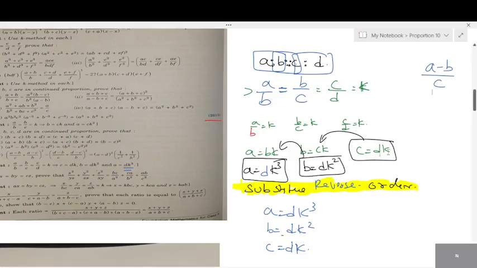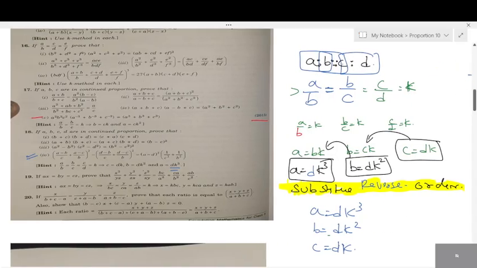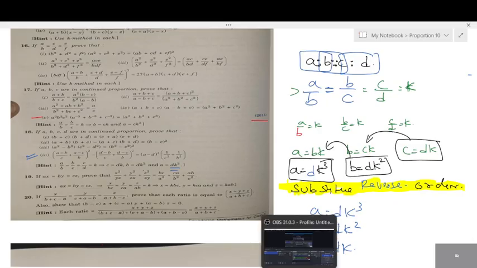Okay, if not, do one thing. Will you all complete this for homework? Last one, student. 16th main, fourth one. Will complete it for homework. Substitute and complete it for homework. You all can leave.